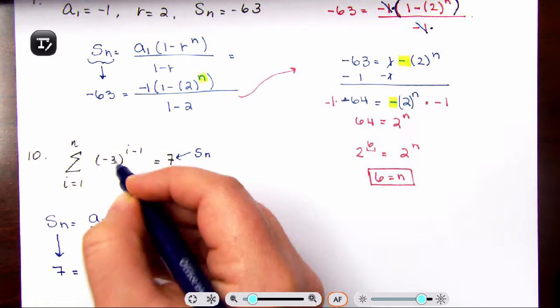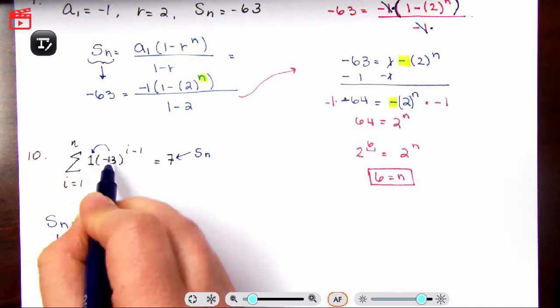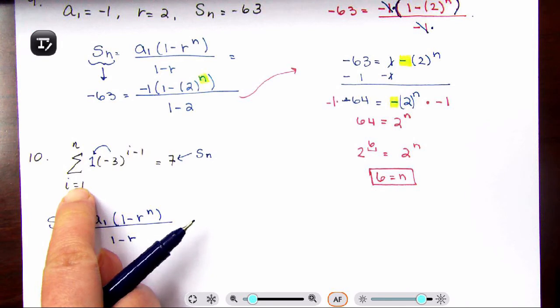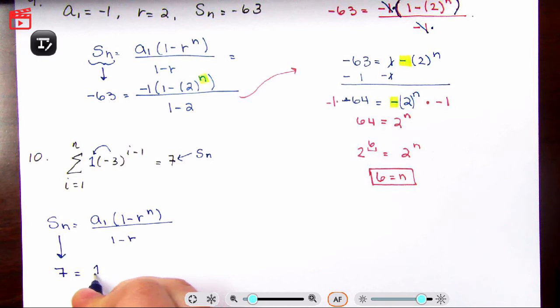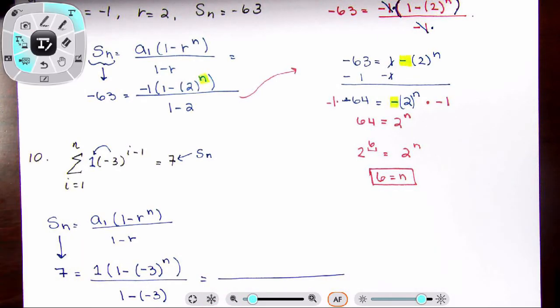A sub 1, again, this is the explicit rule. So A sub 1 is 1 because it's the number. If you follow the formula, it's not because this is 1. Don't do that. This is 1 because of our explicit rule. Our common ratio is -3, and we divide by 1 minus our common ratio, which is -3. All right, in the denominator, we have 1 plus 3, or you can just say it's 4.